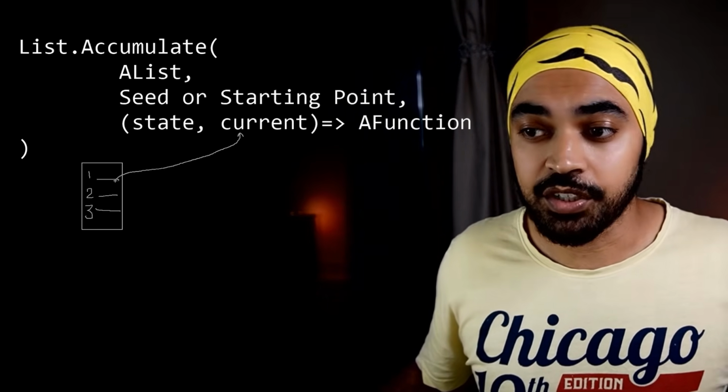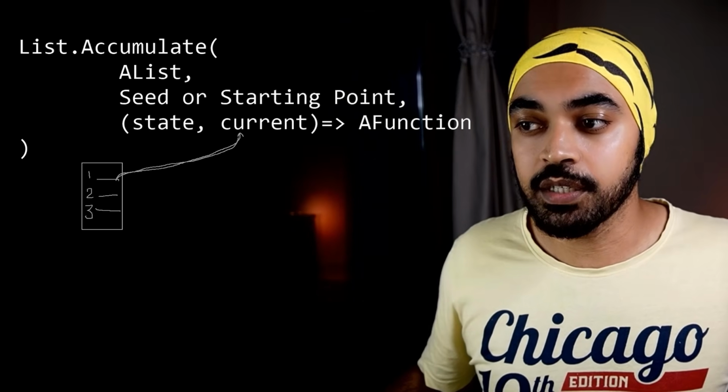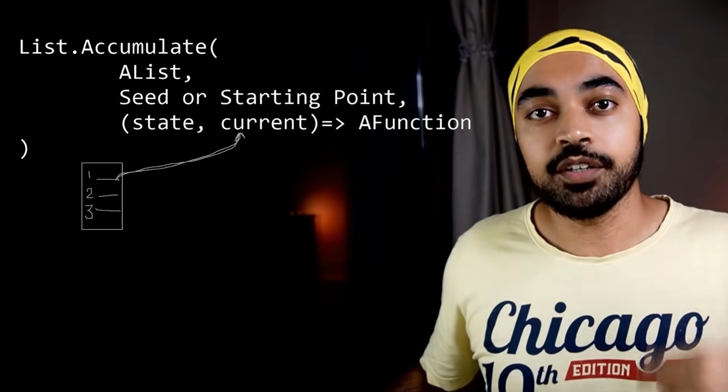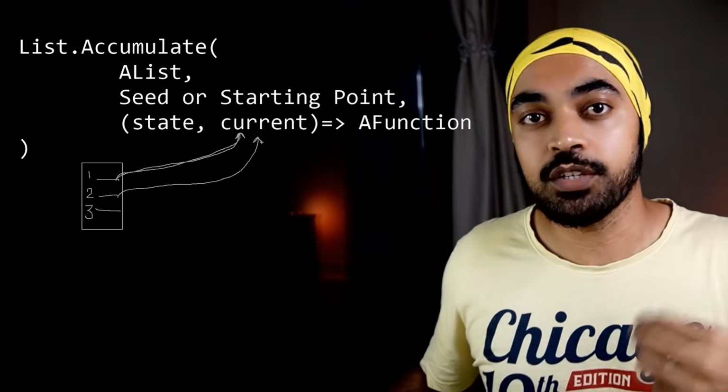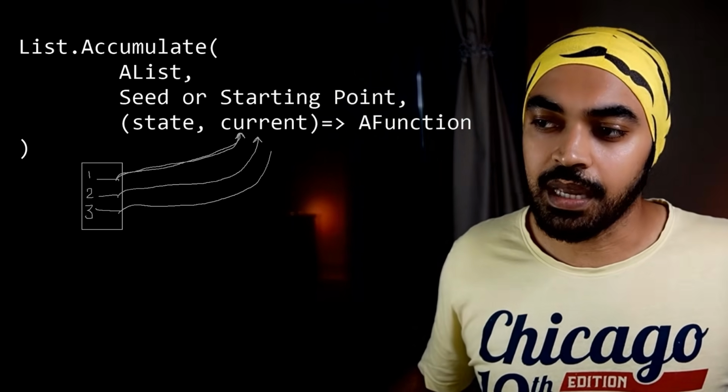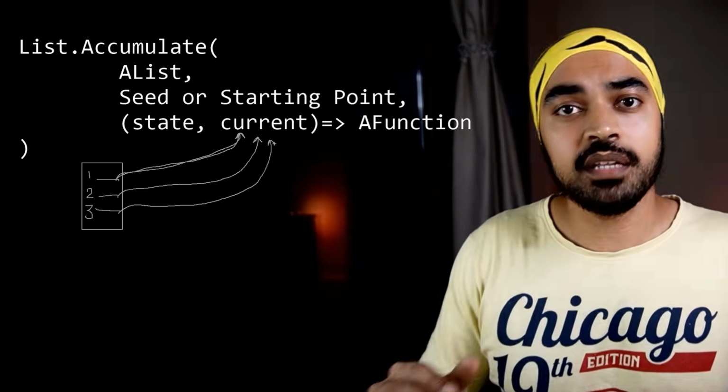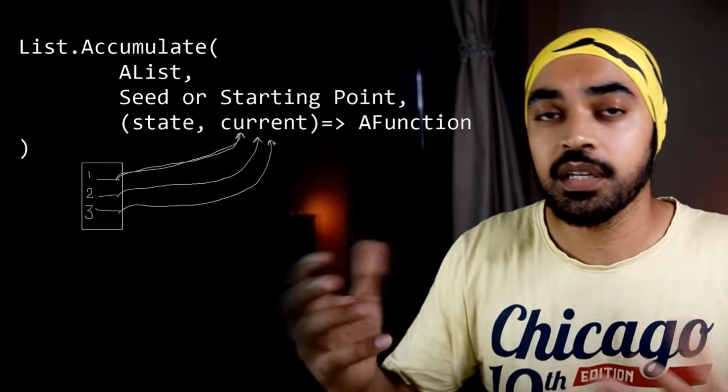In the first iteration, the first item is going to be denoted by current. When the iteration happens for the second time, then the second item is going to take the place of the current, and finally the third item becomes current the third time. So current is nothing but the current item of the list that you have declared.